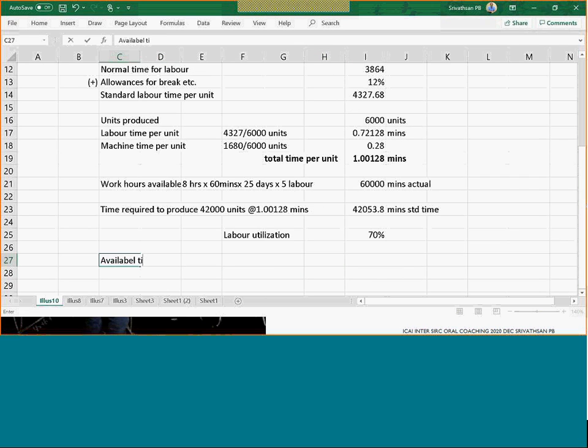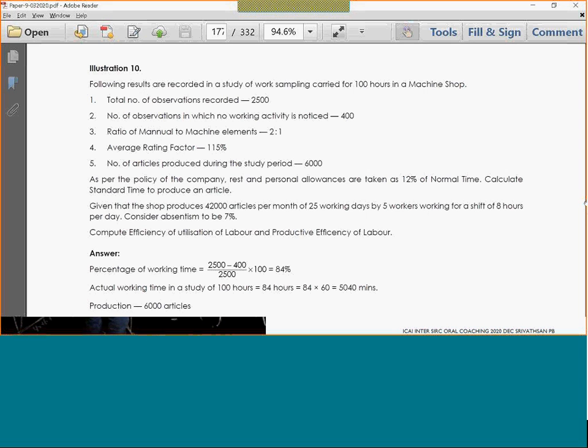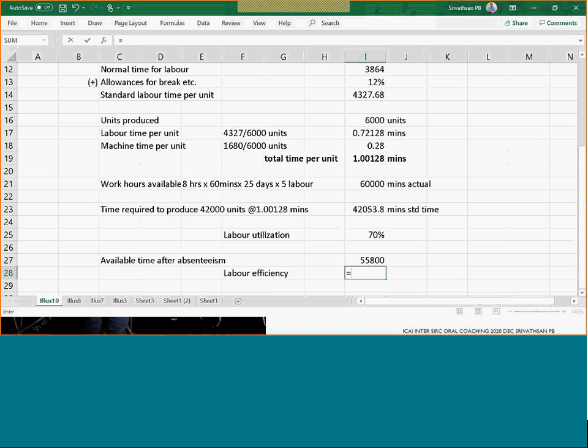So, well, time after absenteeism is 93% usable. So, in these 55,000 hours, they produce 42,000 hours worth of goods. So the efficiency is 75%.